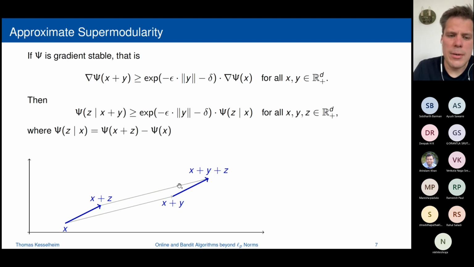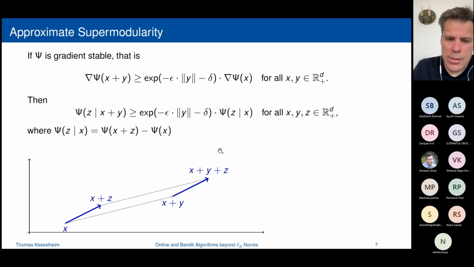Then this approximate supermodularity tells me that the increase of psi from x plus y to x plus y plus z is lower bounded by the increase from x to x plus z, with exactly the same error term, because this is a straightforward conclusion from gradient stability. So the increase is lower bounded by e to the minus epsilon times norm of y, minus delta, times the increase when only increasing x by z.